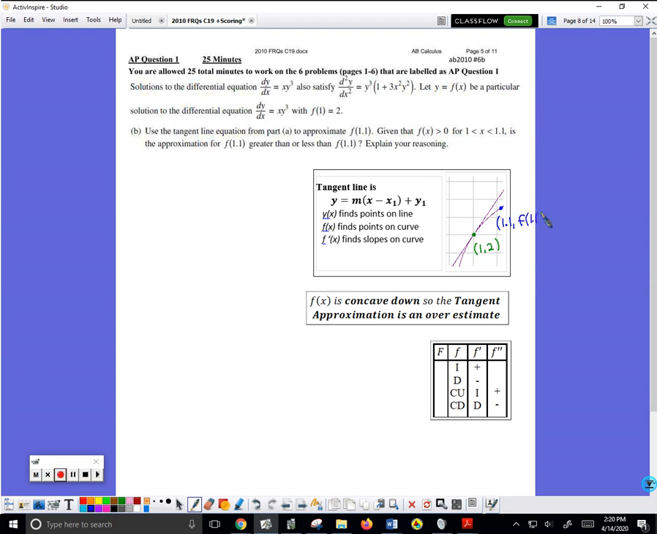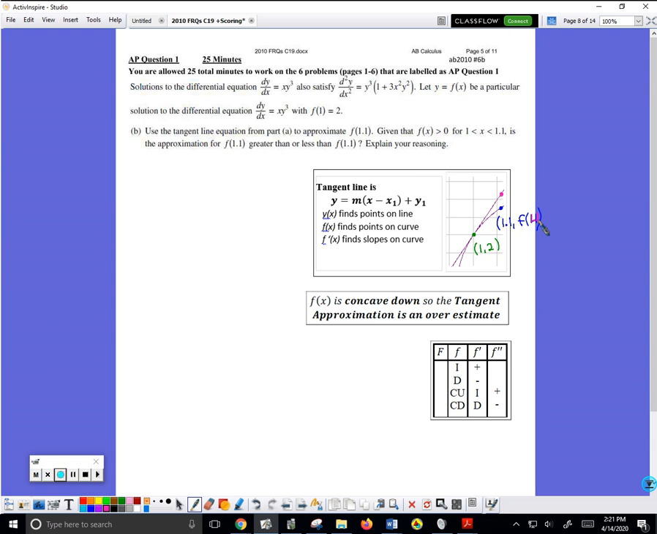I'm running out of room here. Well, they want us to find not the blue dot, they want us to find this pink dot here on the line itself. So the equation for y is how I find points on this line. That's how I'm going to approximate f of 1.1.